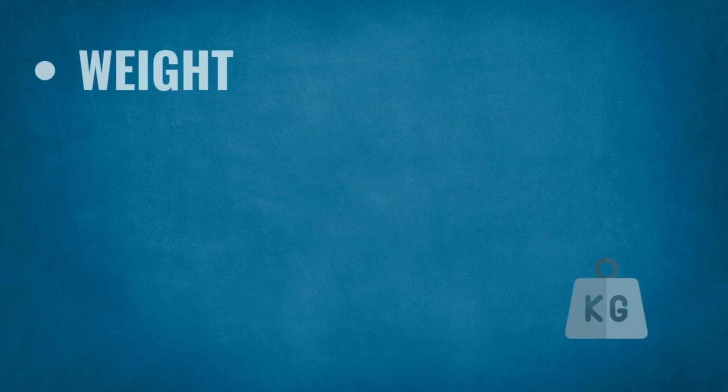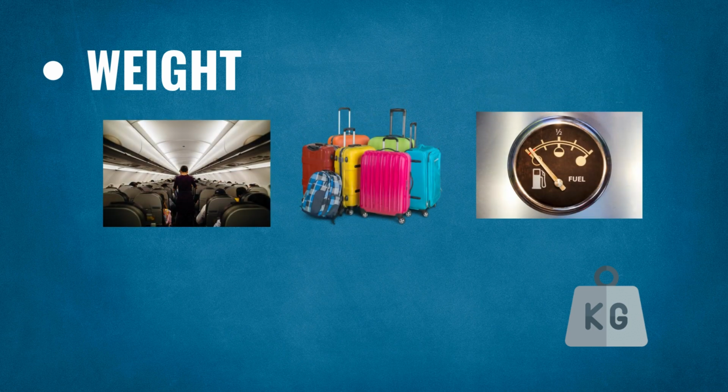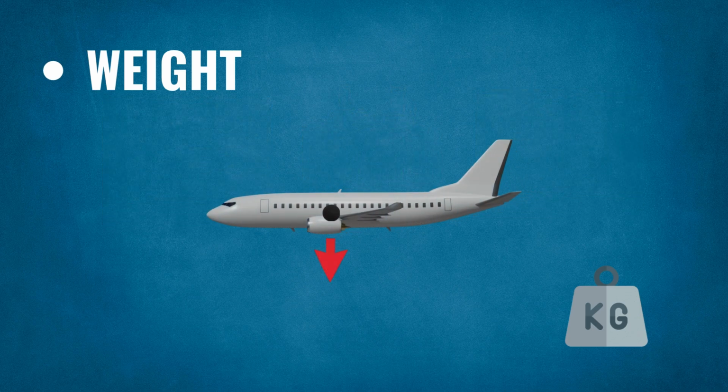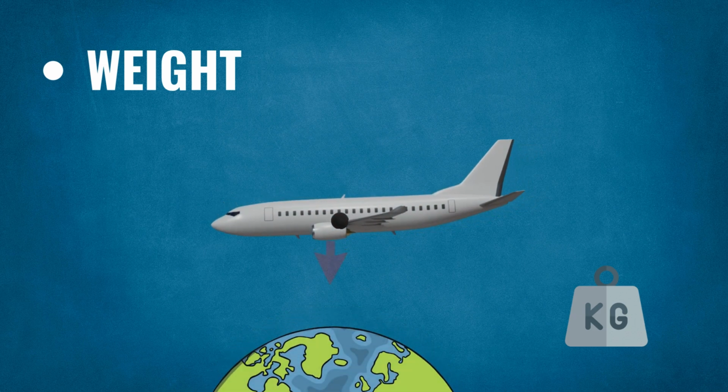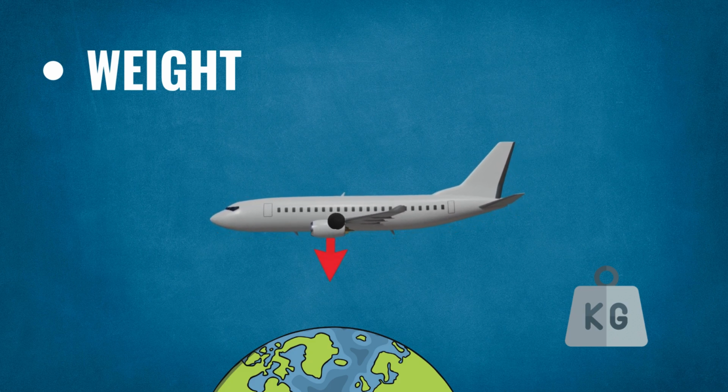The second force is weight. Weight is a relatively simple concept to understand. The more items on board the aircraft and the greater their mass, the greater their weight. The center of gravity is the point through which all forces of weight act. The center of gravity always acts towards the Earth's center, regardless of the aircraft's attitude or orientation.